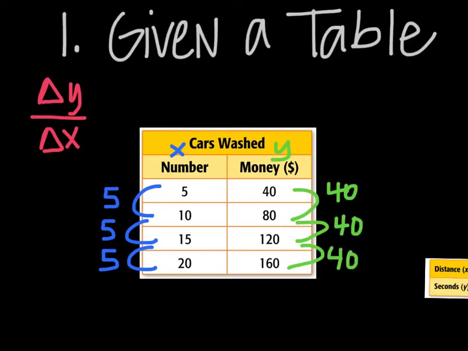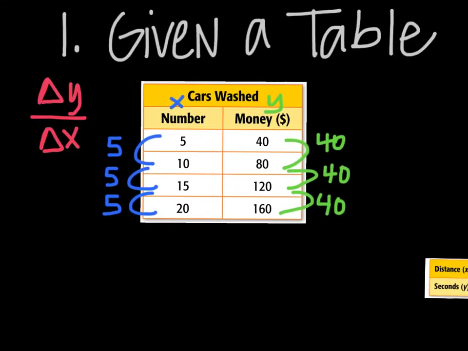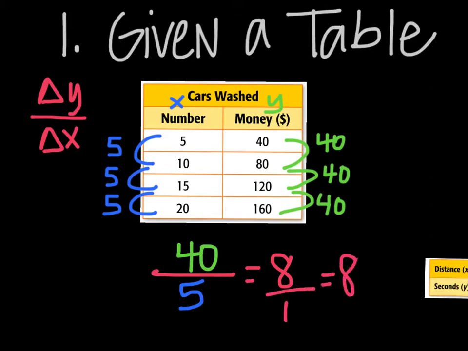Okay, so because everything's a constant change, we know that it is a straight line, which means it has the same slope. It's what we call a constant rate of change, and so we can take our change in y, which was 40, over our change in x, which was 5. And then we can simplify that down, and 40 divided by 5 is 8, or 8 over 1. And so then our slope in this example is 8.